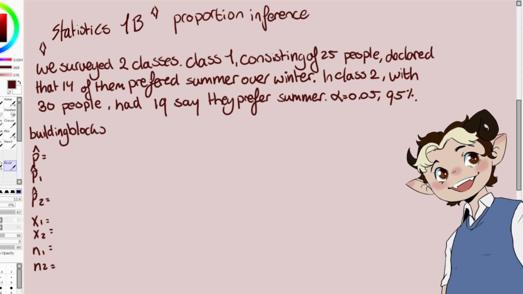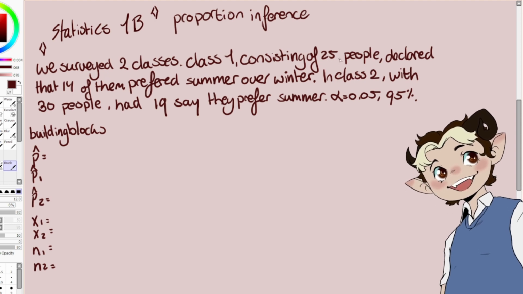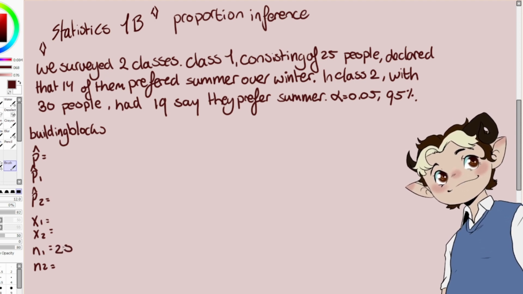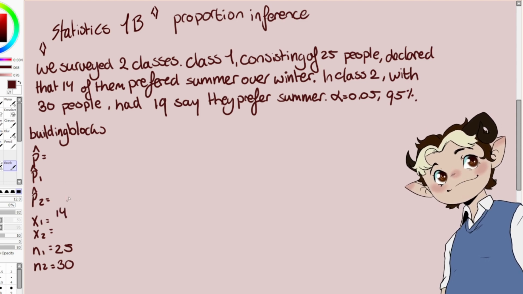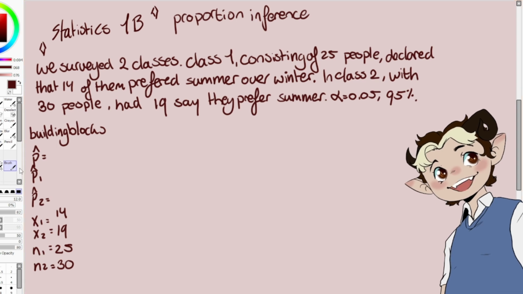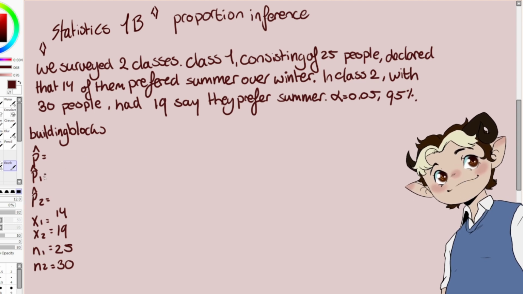Well, the first, most basic one is, in class 1, we had 25 people. So n1 is 25. In class 2, we have 30 people. So n2 is 30. Then in class 1, 14 of them said that they preferred summer. And in class 2, 19 of them said that they preferred summer. So now we have this. Now we can do everything over here.